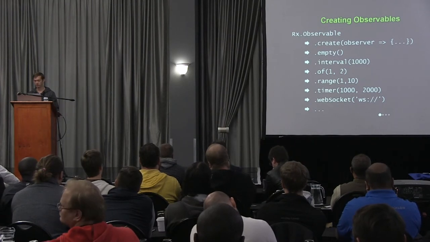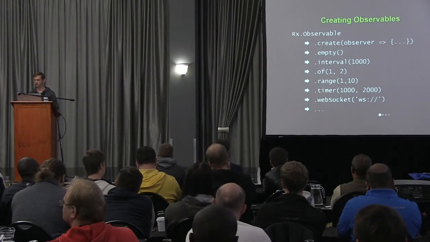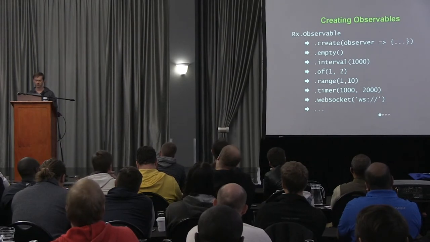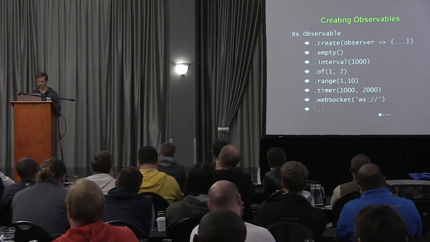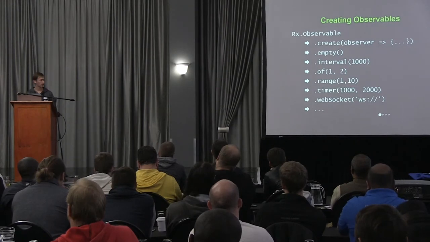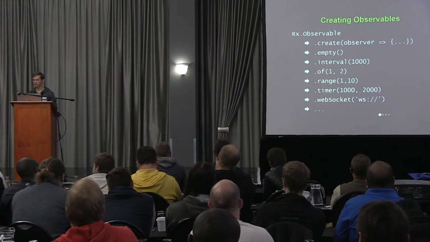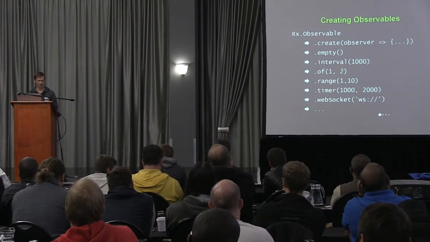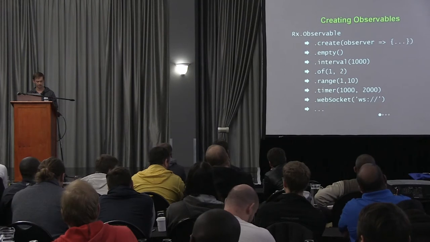Of will just emit the values that you pass it as parameters. We can create a range of values to emit as a stream, and we can create a timer that we can have emit after a set amount of time and then continue emitting. One of the more interesting ones is we can also use observables to wrap a WebSocket. Now what will happen is our subscribe function will get called once each time we receive a message on the WebSocket, and if we wanted to send a message, we can use the next function, which we can call on the observable returned from subscribe.